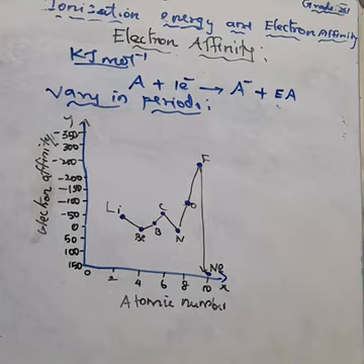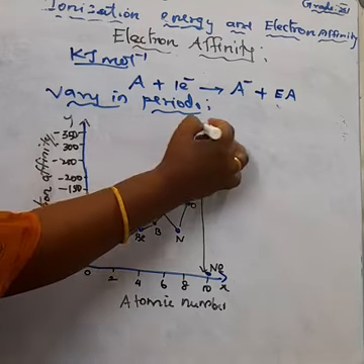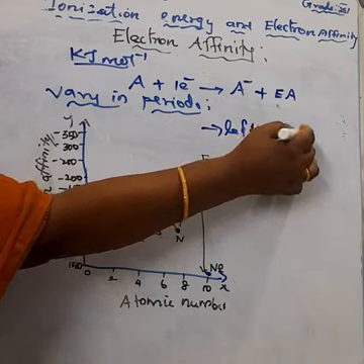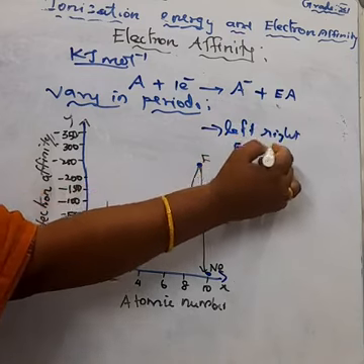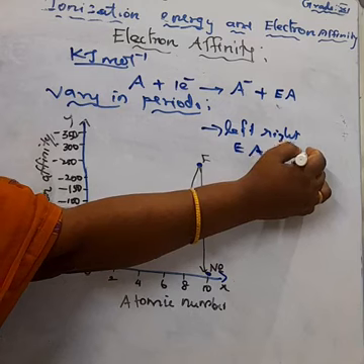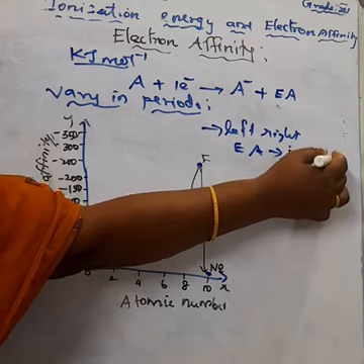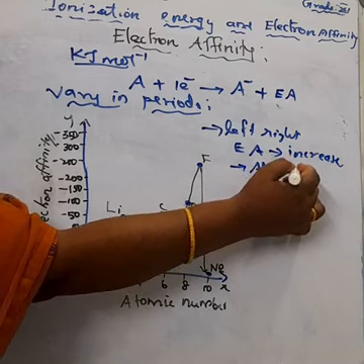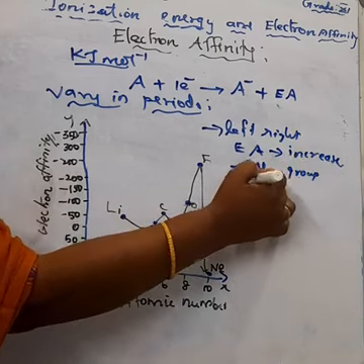So the electron affinity will be low. When we are moving from left to right, electron affinity increases. When we are moving from top to bottom, the electron affinity will be low. This is the usual manner, but some deviations also take place here.